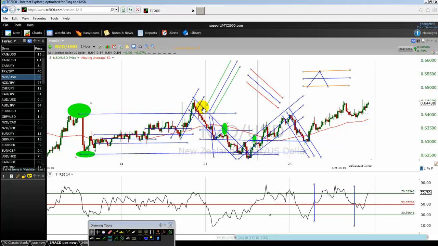The opposite here is a true overbought RSI indicator right here, because the price broke a resistance level but could not continue to go up and returned below the previous high. It's a capitulation. Here again we have a capitulation of the bears. Here we have a capitulation of the bulls.